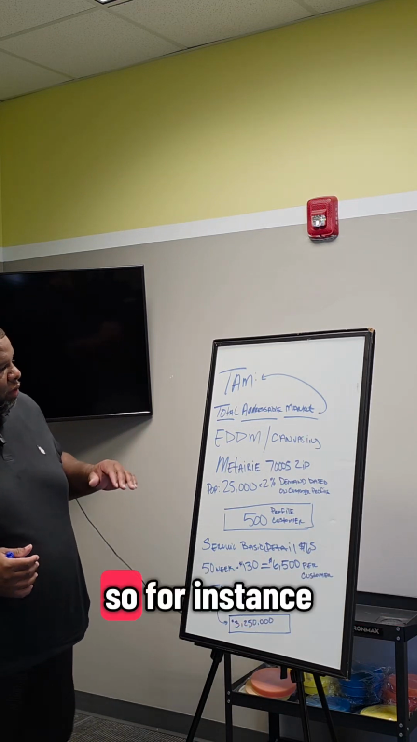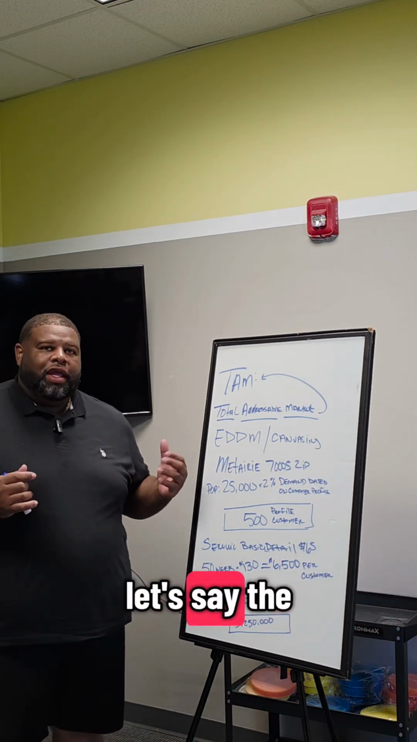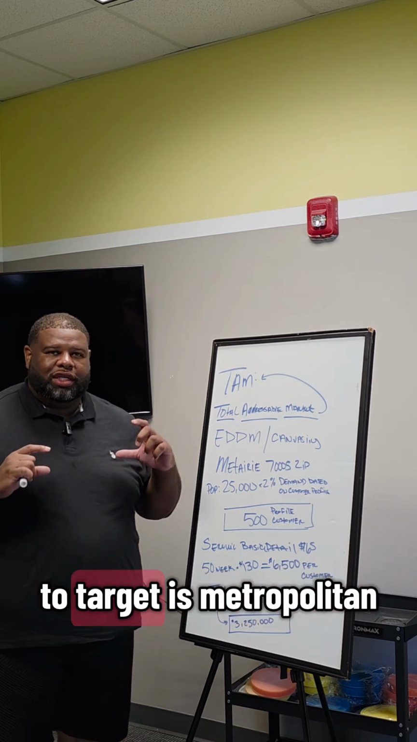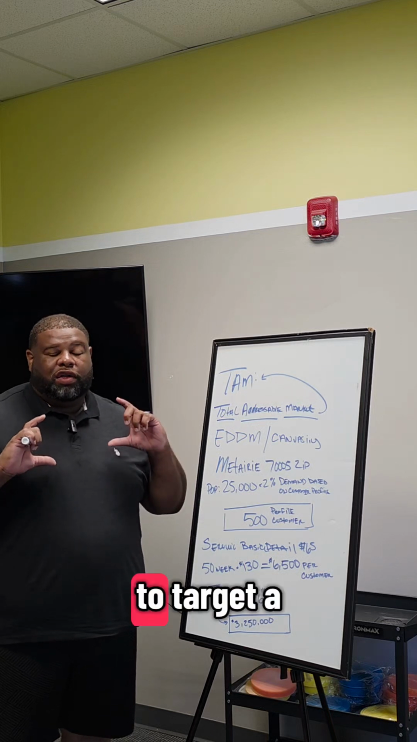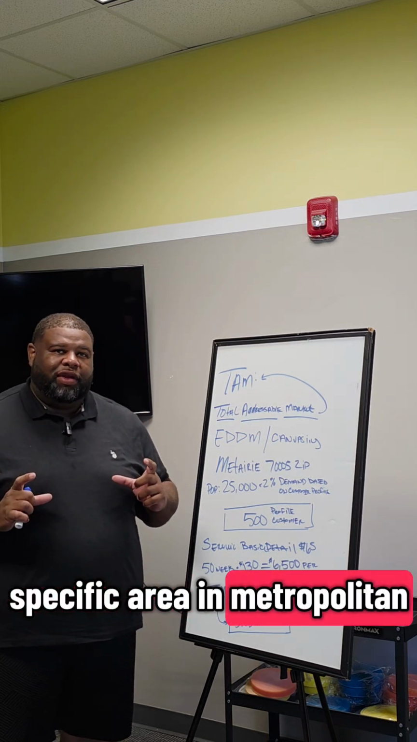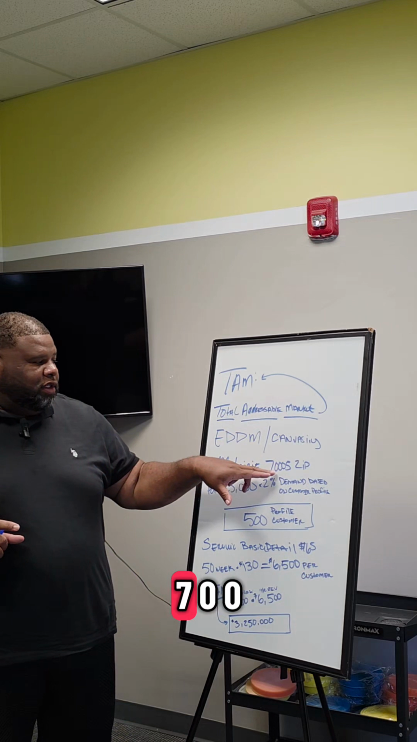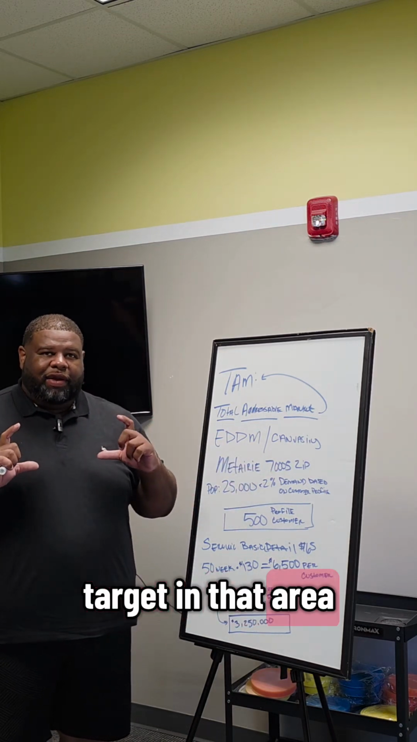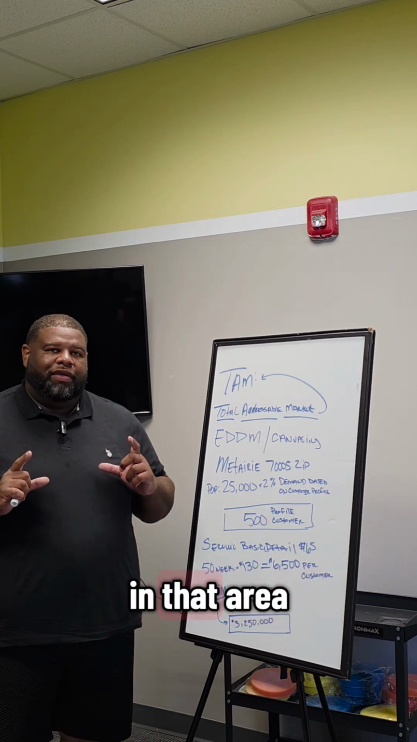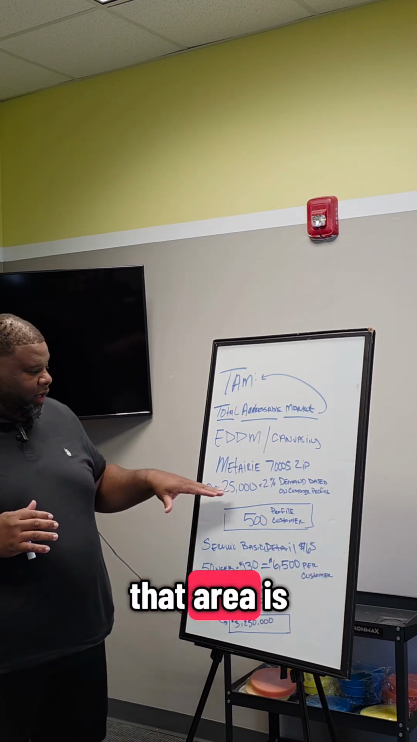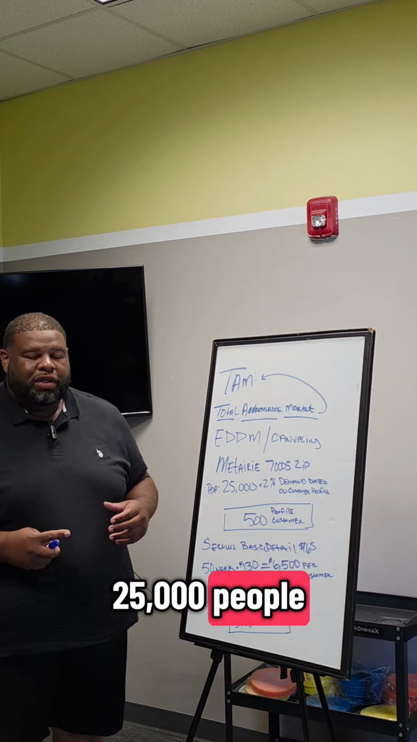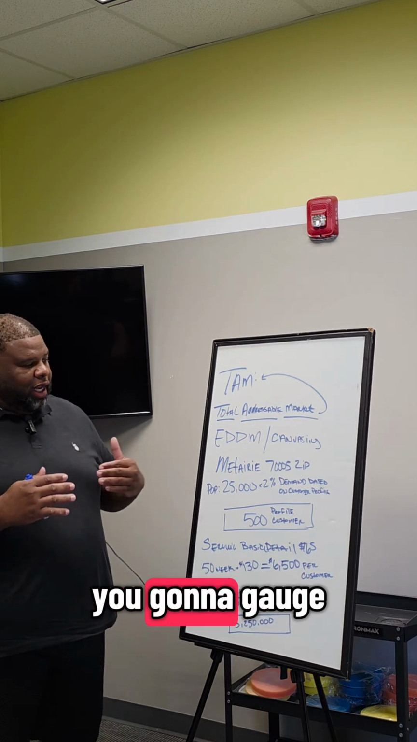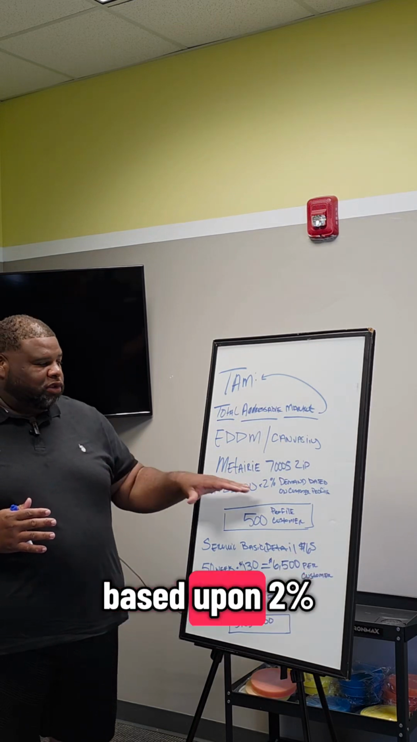So for instance, let's say the industry area that you're trying to target is Metairie. You want to target a specific area in Metairie, which would be the 70005 zip code. When you're targeting that area, you want to look at the population in that area. The population in that area is 25,000 people. In that 25,000 people, you're going to gauge how many people you're going to get based upon 2%.